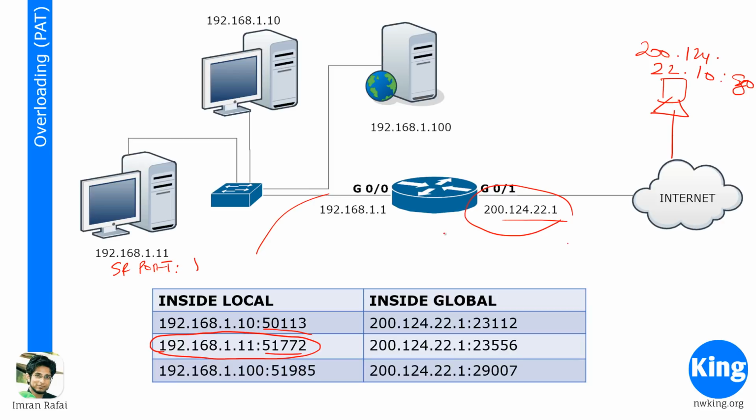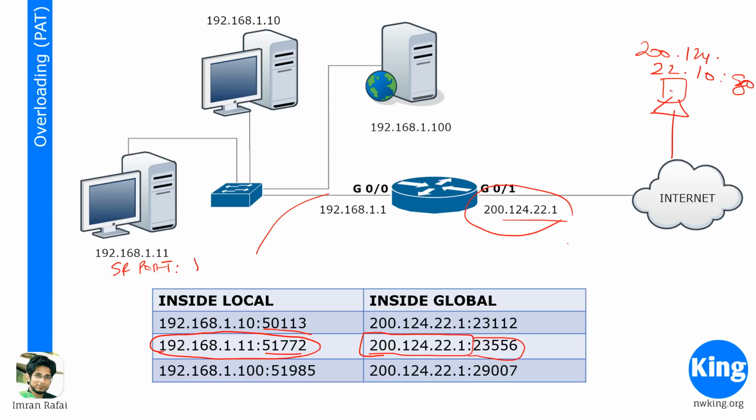So from now onwards, your source IP address is going to be 200.124.22.1. This is something we can assign. We can tell what IP address we need to use to go into the internet, and we tell that your new source port number is 23556. This packet goes to this device.